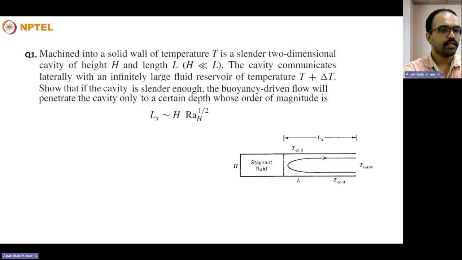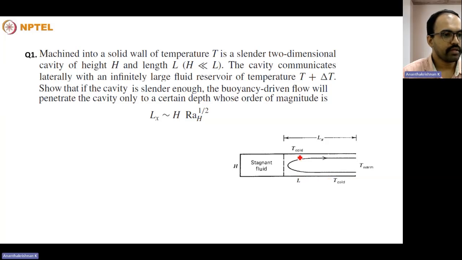The question states that machined into a solid ball of temperature T is a slender two-dimensional cavity of height h and length L, such that height is very much less than horizontal dimension L. The cavity communicates laterally with an infinitely large fluid reservoir of temperature T plus delta T.